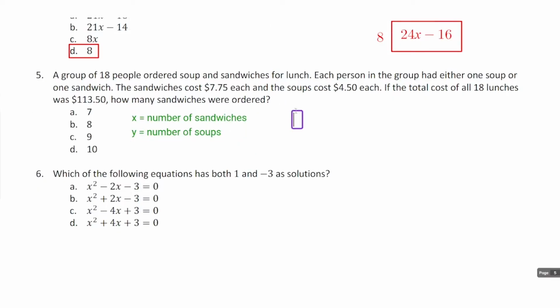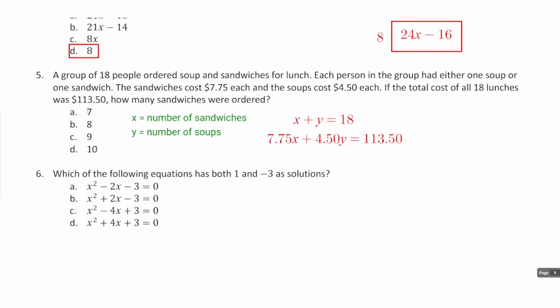So since each person either had one soup or one sandwich, we know that the total number of sandwiches plus the total number of soups is 18. If the sandwiches cost $7.75, we can multiply that by how many sandwiches were ordered, plus $4.50 for the number of soups that were ordered, and the total amount was $113.50. So we can solve this as a system of equations, but I think it might be easier to just use our answer choices here to figure out which one is our answer.